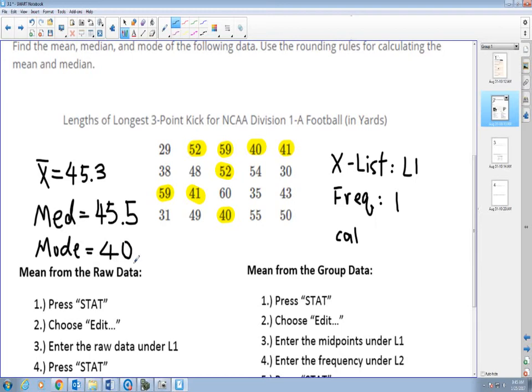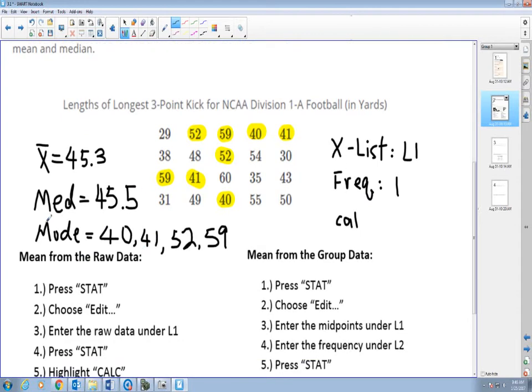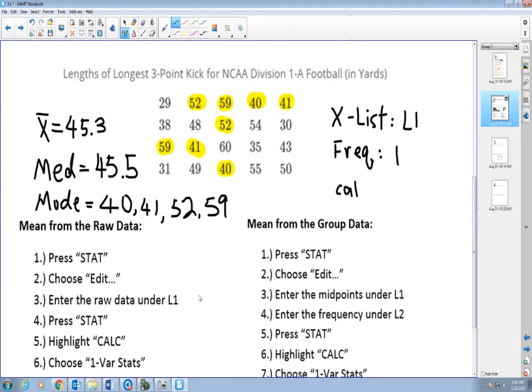So my mode will be 40, 41, 52, and 59. Now if every number only occurs one time, then we have no mode. Alright, so median, what lies in the middle, right? Mode, the number that occurs the most. Okay, so mode affects how your distribution is laid out. Maybe it's going to be skewed to the right, skewed left, or right in the middle. Okay, the bell curve shape that we talked about.